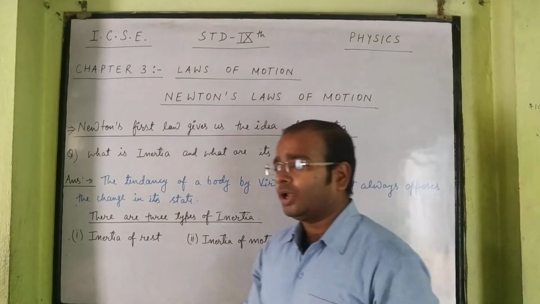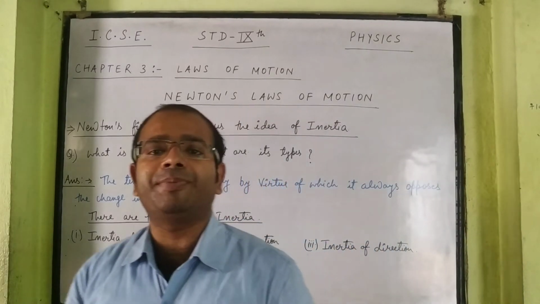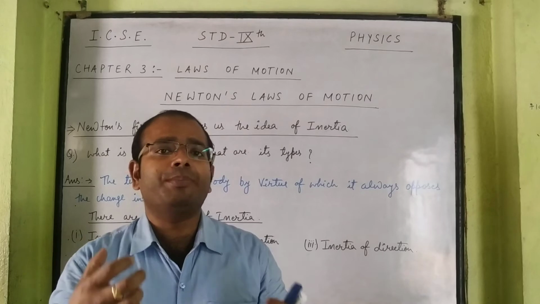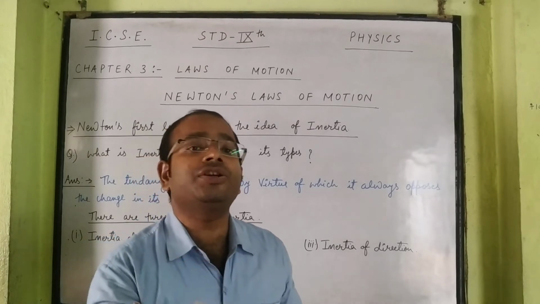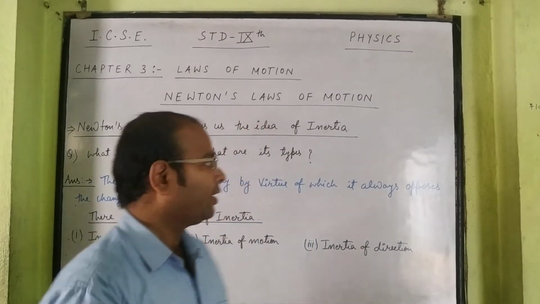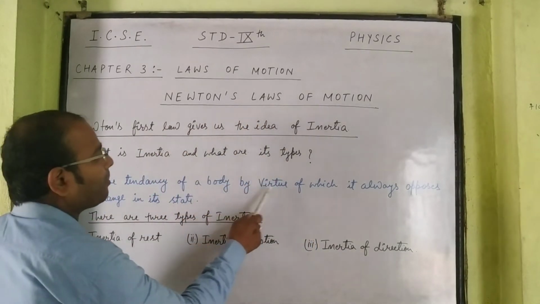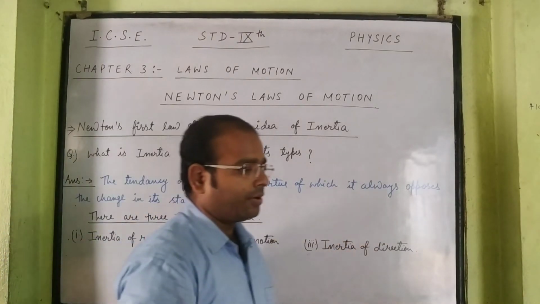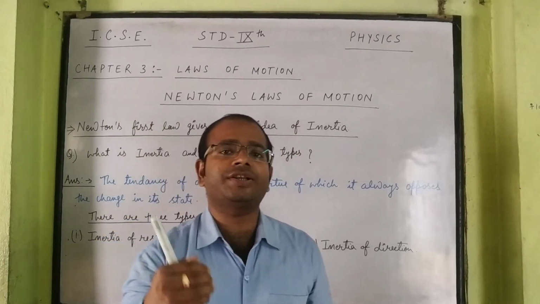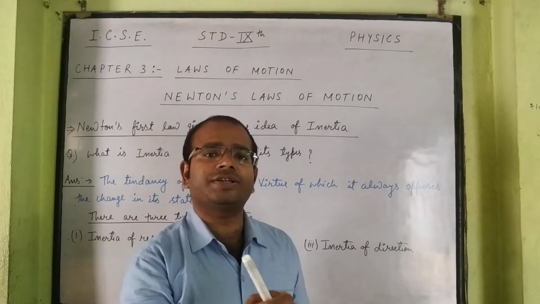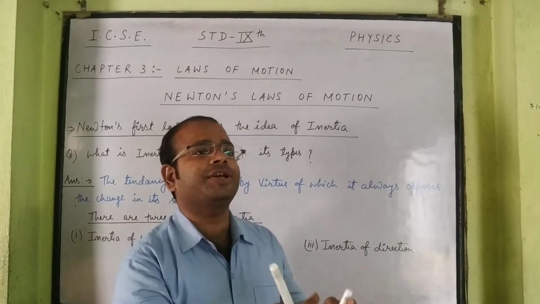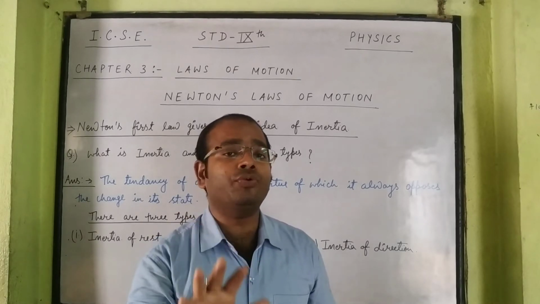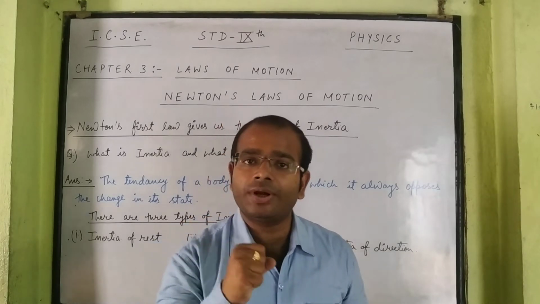Every body which wants to maintain its previous state has a certain tendency, and that tendency of a body is due to its inertia. So the tendency of a body, by virtue of which it always opposes the change in its state, means if a body is in the state of rest and we want to change its state of rest into a state of motion, then the body will oppose it, and that opposition offered by the body is due to its inertia.